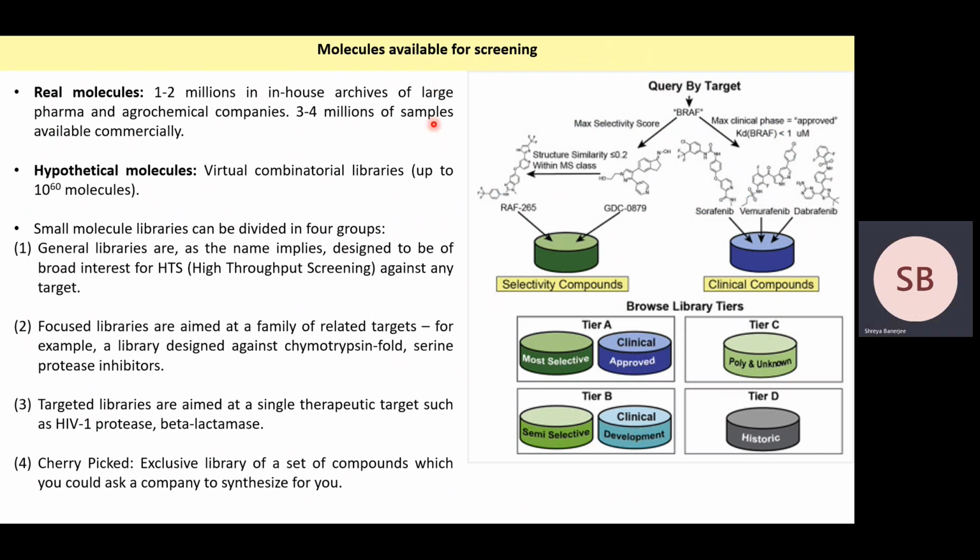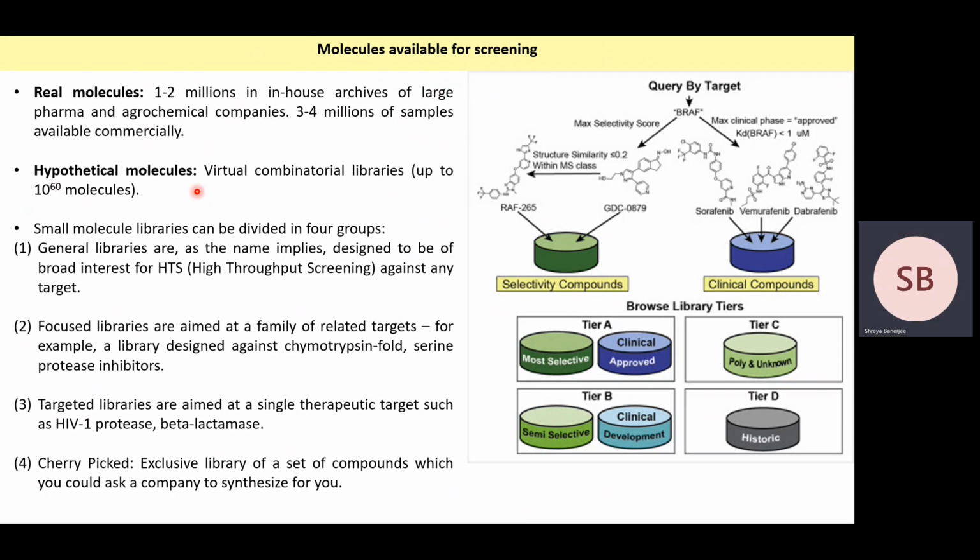Now we will talk about the different molecules available for virtual screening. Firstly, there are real molecules, that is 1 to 2 million in-house archives of large pharma and agrochemical companies. And 3 to 4 million of these real molecules are available commercially. The second are hypothetical molecules, which are virtual combinatorial libraries having up to 10 to the power 60 molecules.